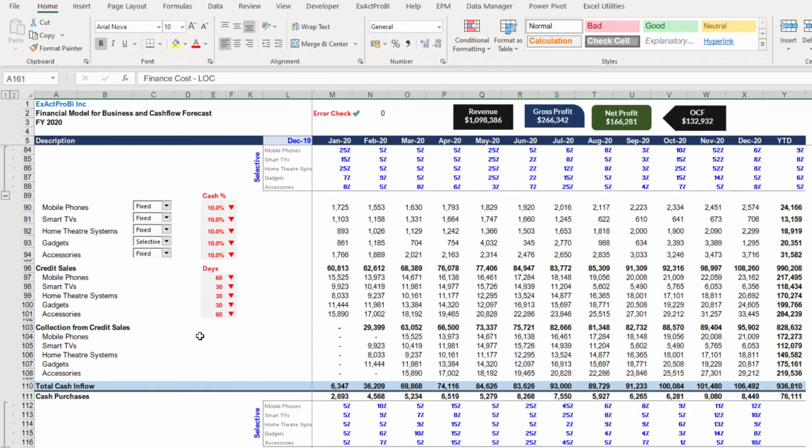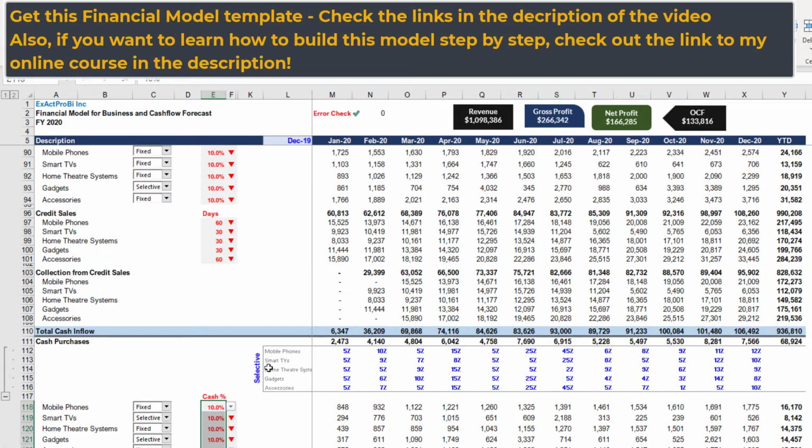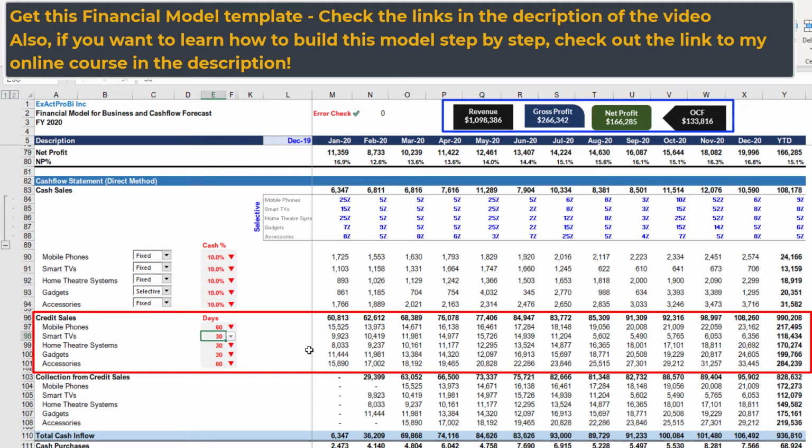Now let's make the situation worse. For example, let's keep the percentage of cash purchases and sales the same, 10%. And now let's manipulate the credit days. For example, let's keep credit days at 60 days. Just keep your eye on the OCF. It is reducing, you can see, right? It has reduced a lot, to 88,000. It was around 128, 127. Now it reduced to 88. And net profit also reduced substantially.